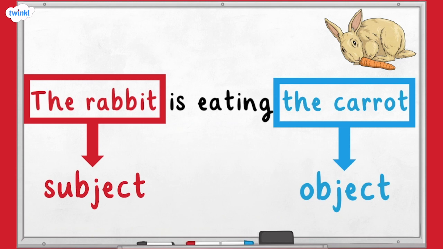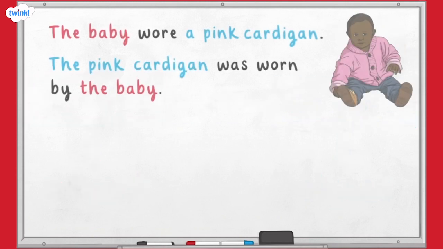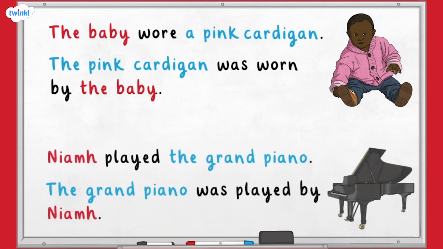Let's take a look at some more examples. The baby wore a pink cardigan. The pink cardigan was worn by the baby. Neve played the grand piano. The grand piano was played by Neve.